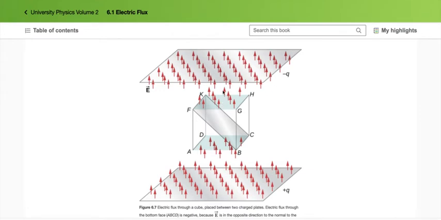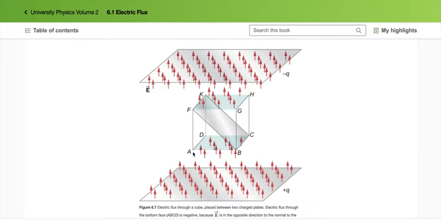So on top, N and E point in the same direction. They're parallel vectors. The dot product is E times A times cosine of the angle between them. Cosine of 0 degrees is 1. So the flux through the top is just E times A.